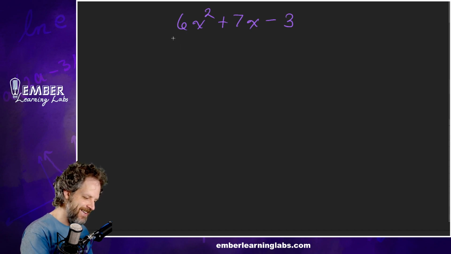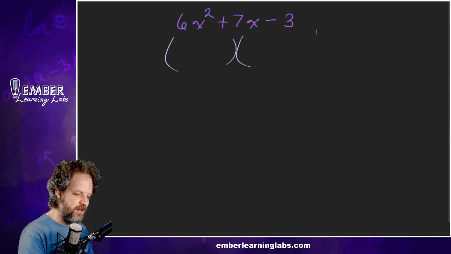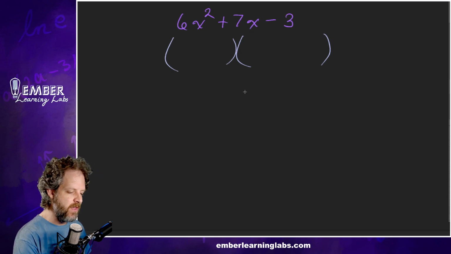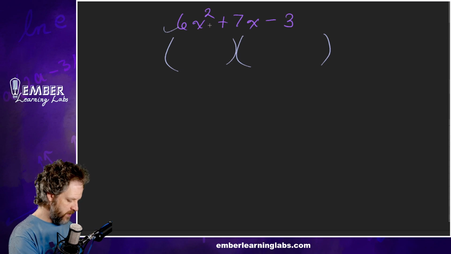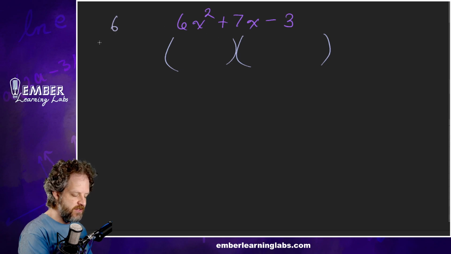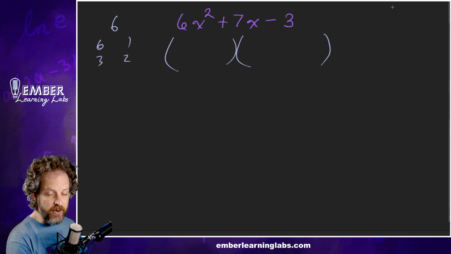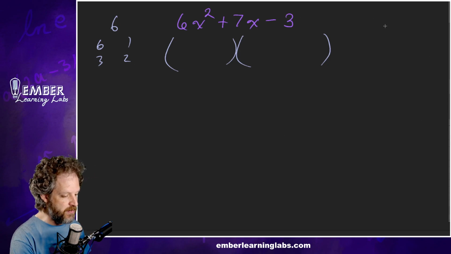Open, close, open, close. Now this time we have multiple options for this first term, which makes it a little bit more tricky. So for 6, we have 6 and 1 and 3 and 2, right? And for 3, we only have one option, which is great.